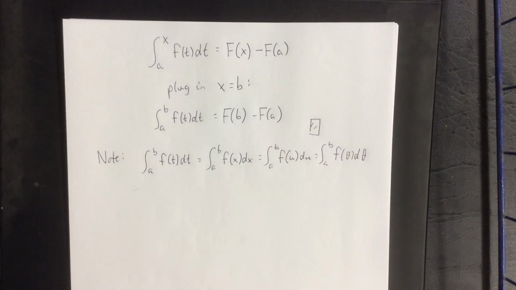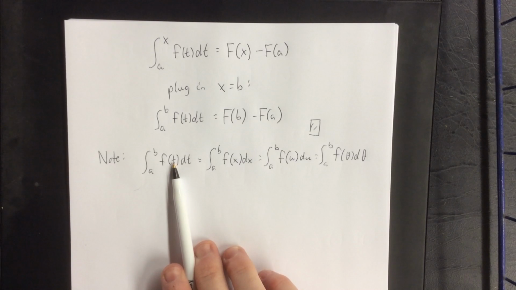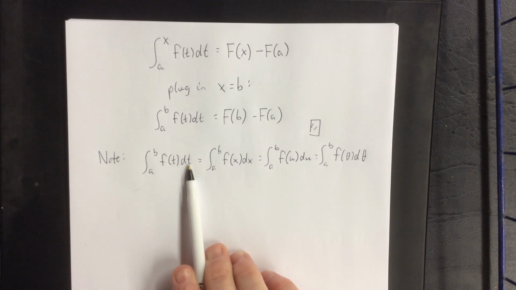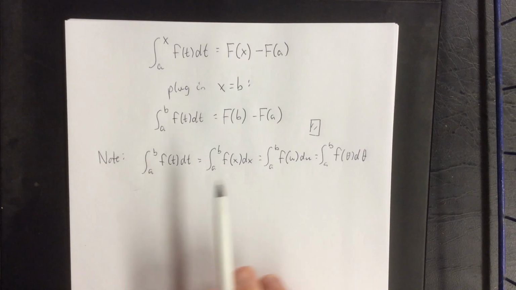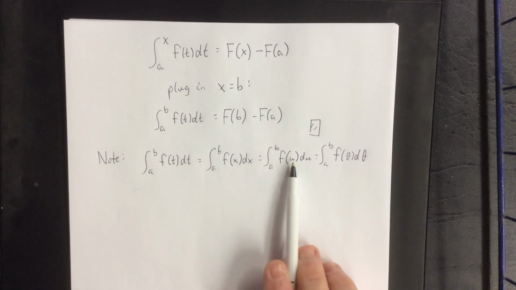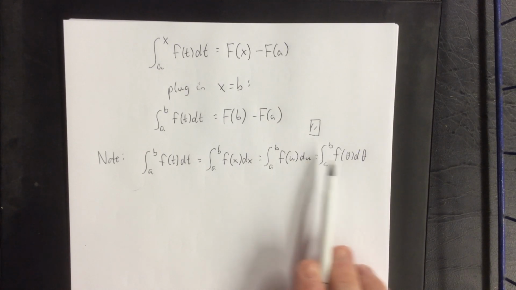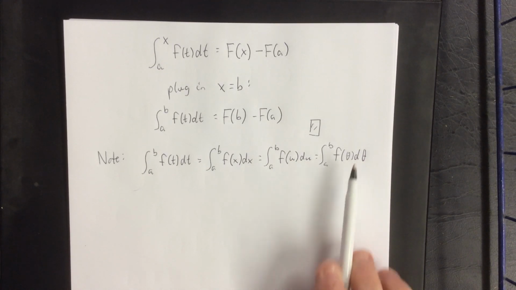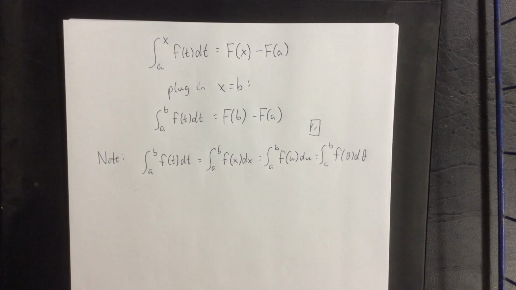The only important thing in all of these definite integrals is that whatever variable we're using here has to match the variable that we see at the end of the integral. This is referred to as the differential. So the independent variable must match the differential. More examples to come shortly.